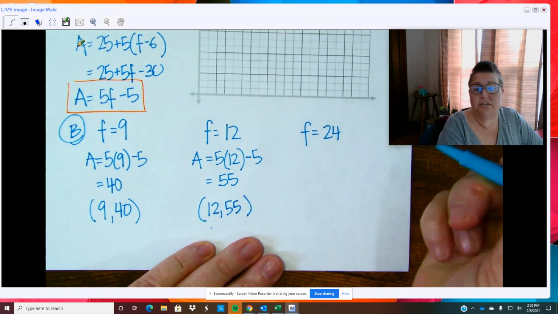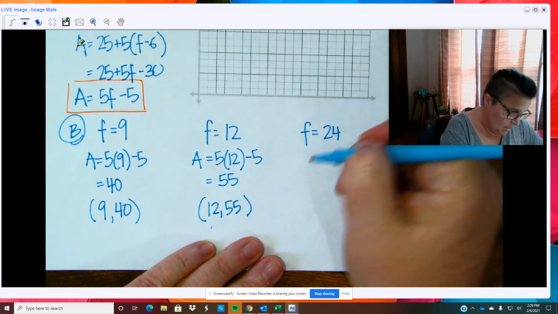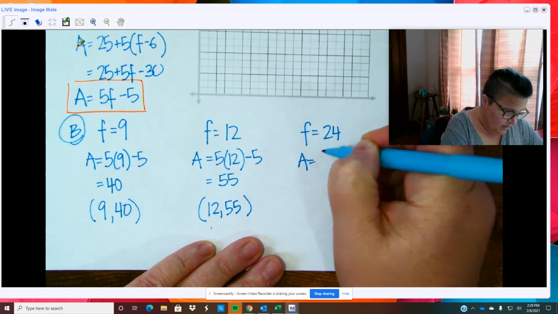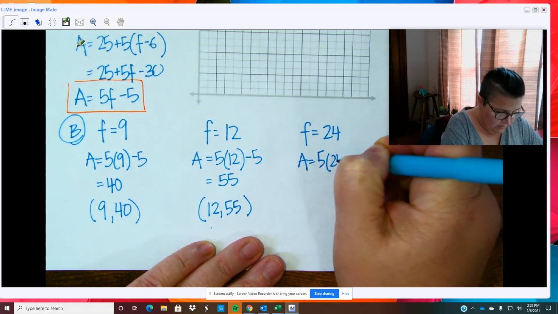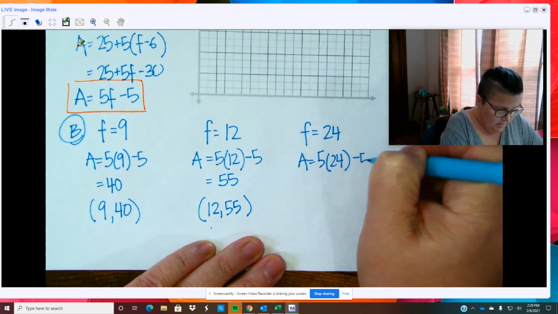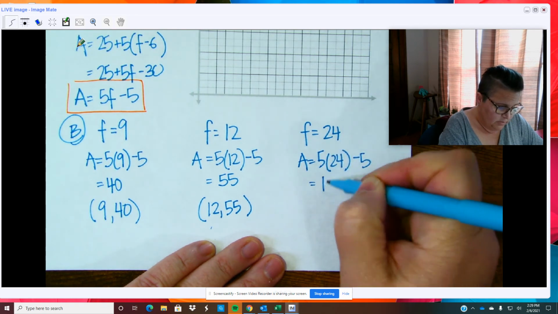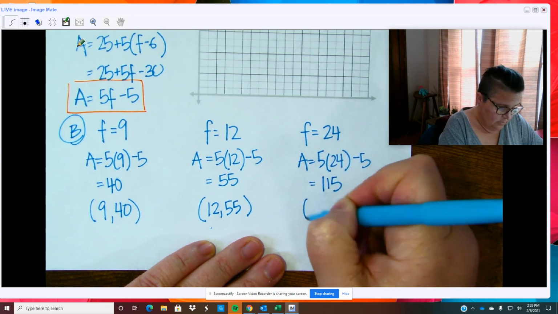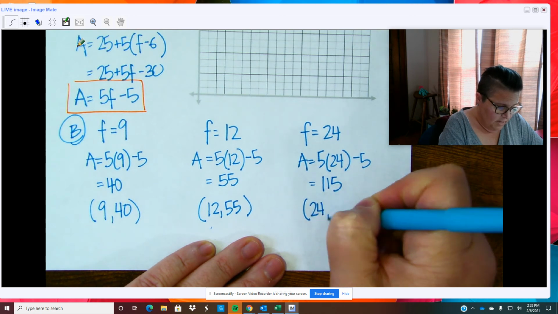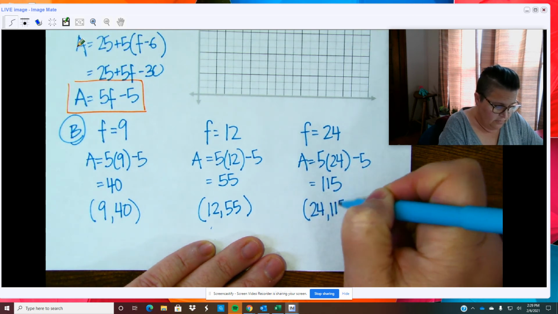The third is at 24 flowers, or 2 dozen. So the cost of the arrangement would be 5 times 24 minus 5, or 120 minus 5, which is $115. So at 24 flowers, the cost is $115.